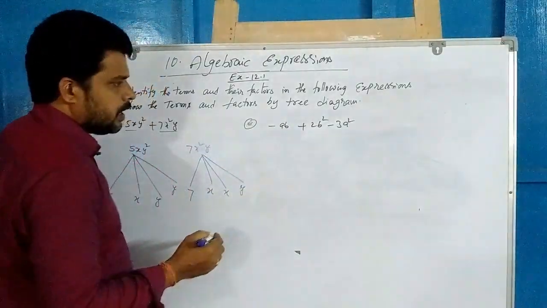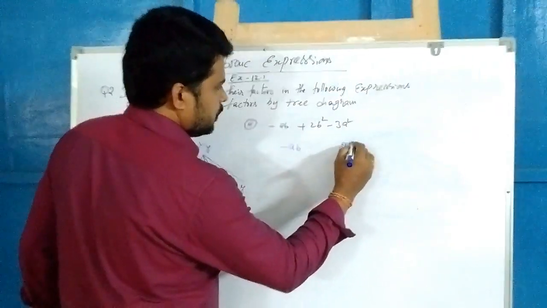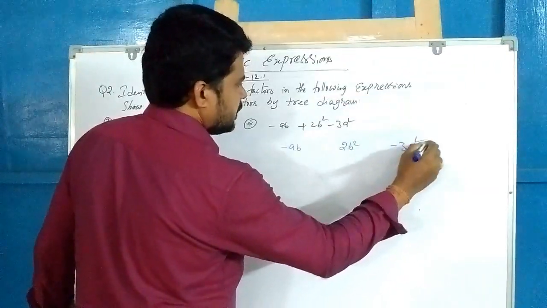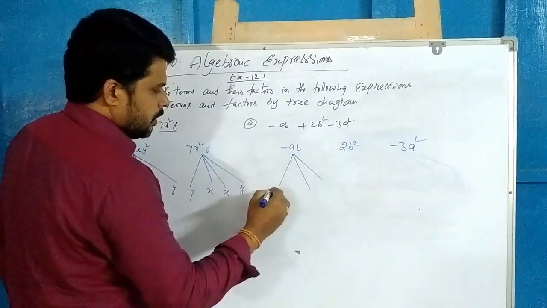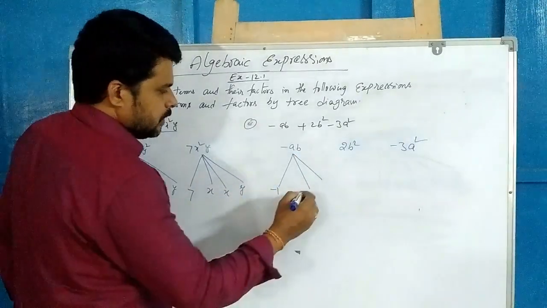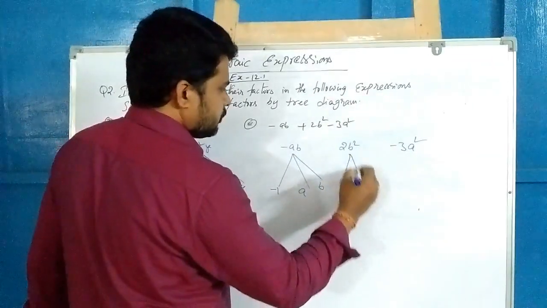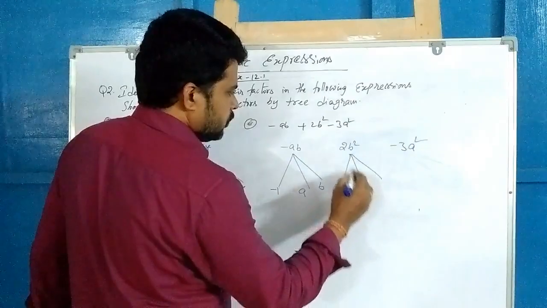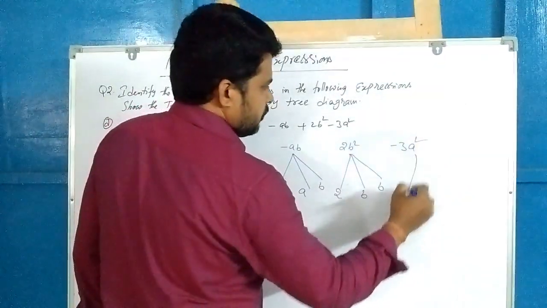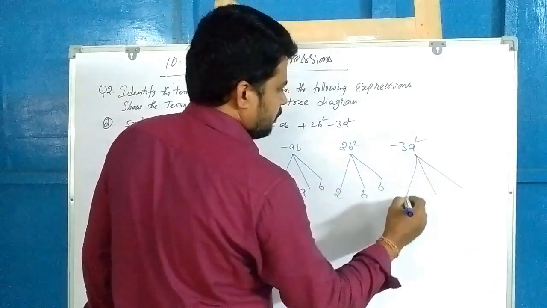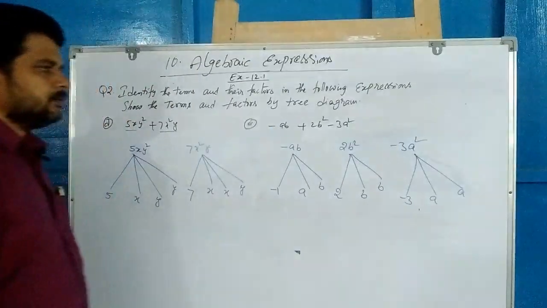Now, how many terms do we have? 3 terms. Minus ab, 2b square, minus 3a square. So, what are the factors of minus ab? Multiplied with minus 1 and a into b. So, 2b square is multiplied with 2. b square means b into b. Minus 3a square is multiplied, a square means a into a.